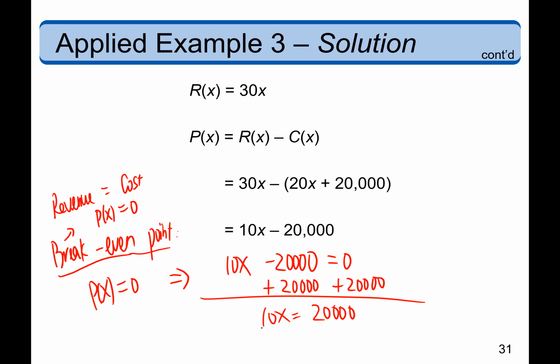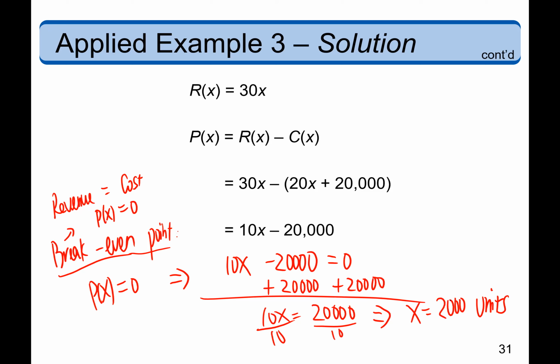And we divide 10 from both sides of the equation, we get the total quantity needed to be produced and sold, x equal to 2,000. Meaning, as soon as this company produces 2,000 units and sells 2,000 units, then they break even, meaning they stay alive. They could move forward. At least, as soon as they break even, they could keep producing more units.